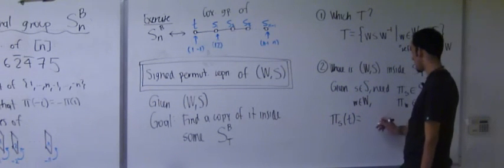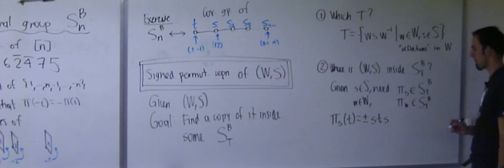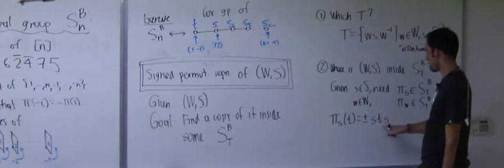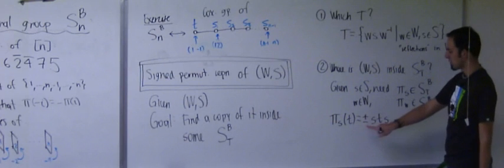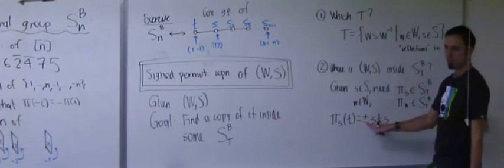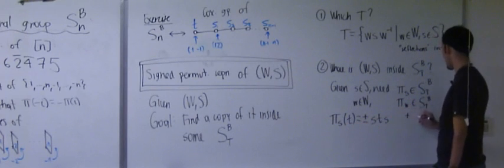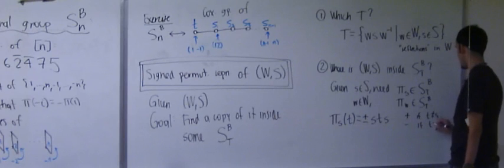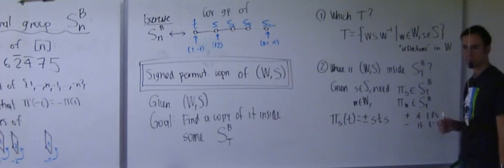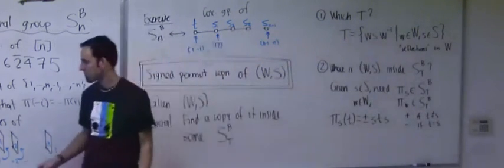And what it's going to do is send you to plus or minus S, T, S. Now, how do you decide if it's a plus or a minus? Basically, it's always a plus, except it's a minus when you plug in S here. So plus if T is not S, and minus if T is S. Okay. So I forget, the S's are generators, and the T is not necessarily a generator.